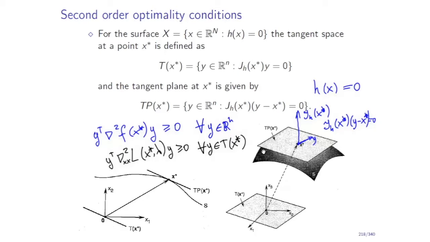As we can see, it's quite similar to the unconstrained one. And again, the differences are that instead of using the objective f of x here, we are using the Lagrangian. And then instead of requiring this positive semi-definiteness property satisfied for all y in Rn, we only require this inequality to hold for y in the tangent space.